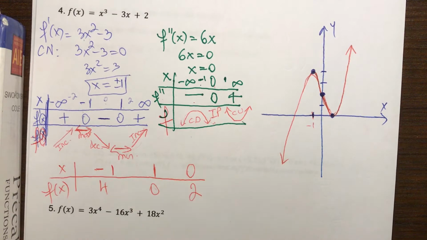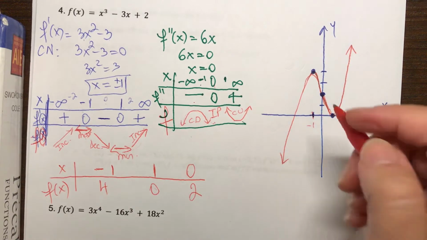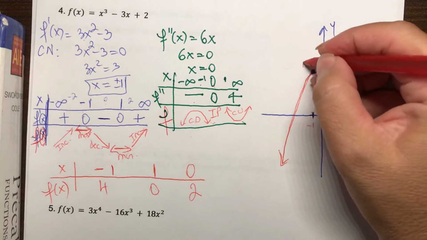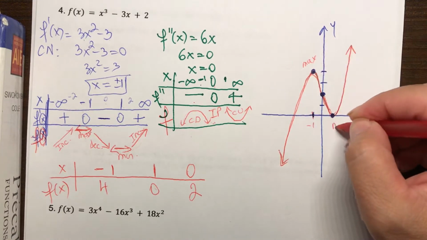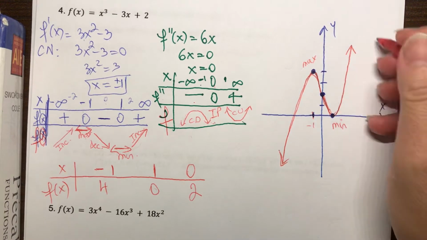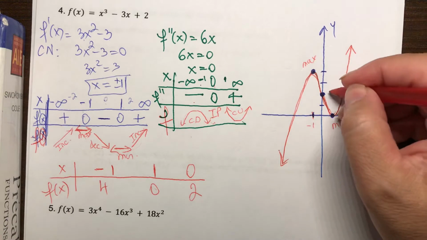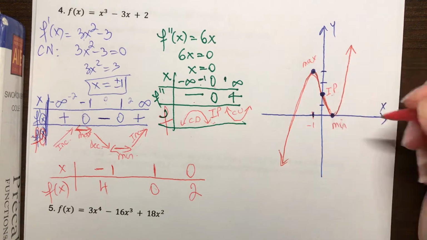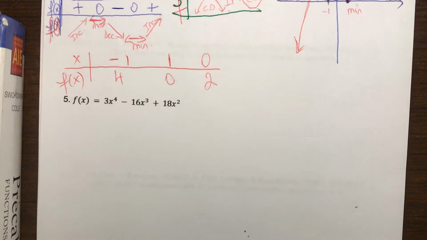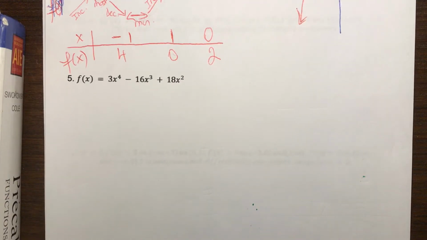That's it. There's no other points of interest. Nothing else funny is going to happen. After that, it's just going to keep going down, going up. So here's my maximum. Here's my minimum. By the way, these are local mins and local maximums. They're not absolute, right? They're not the absolute highest. Here's my inflection point. We're good to go. All done. All right.